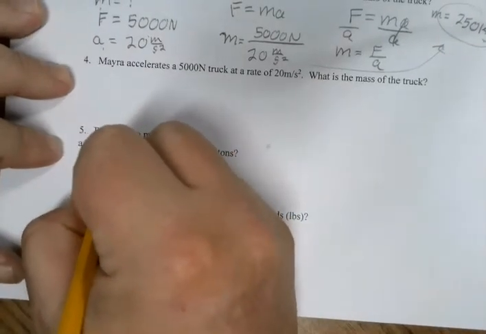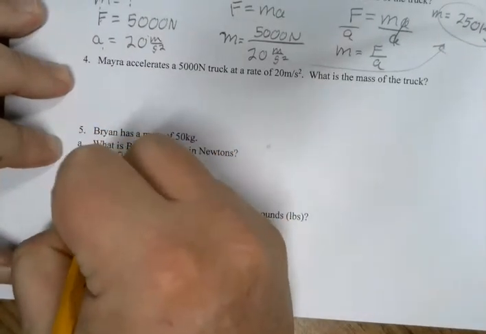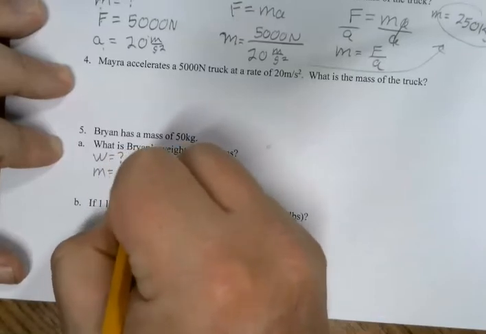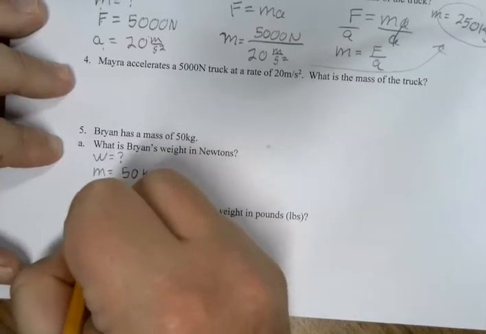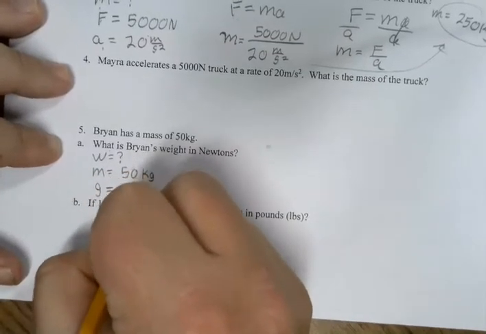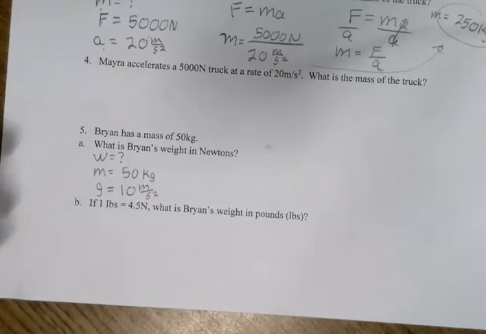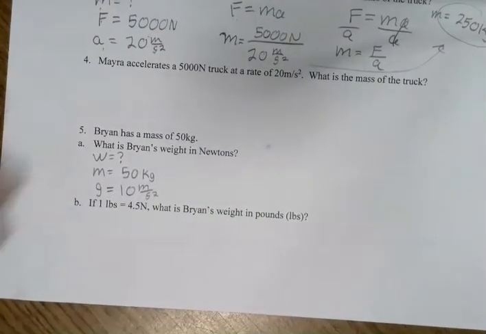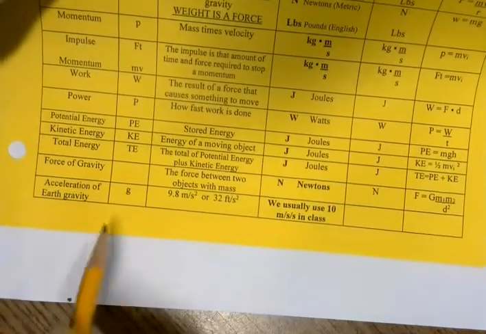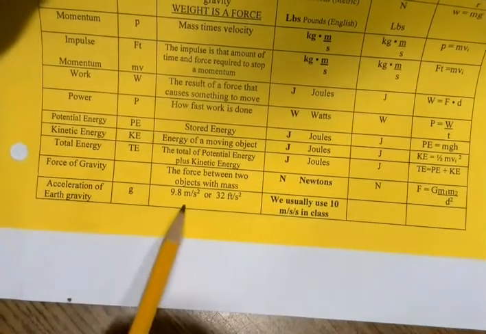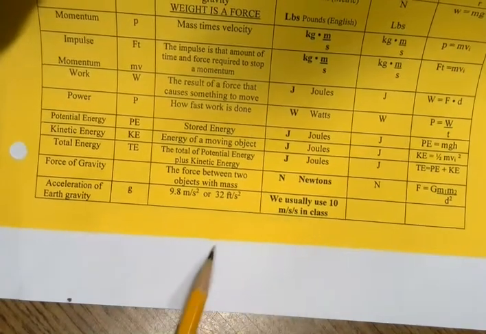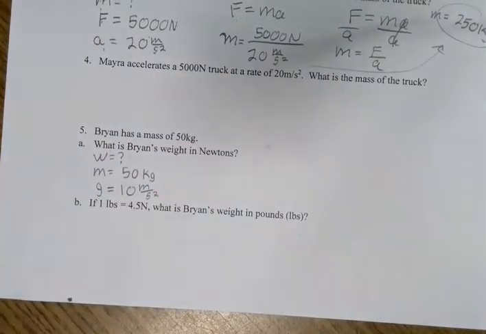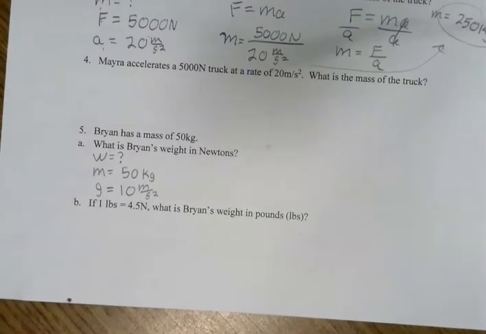W equals question mark. His mass is 50 kilograms. And since we're dealing with weight, rather than use A, we'll use G, and that equals 10 meters per second squared. That's gravitational acceleration. We've used this number in class before. If you didn't know that or remembered, it's down here at the bottom of the page. G equals that, and as it says here, we usually use 10 meters per second squared in class. When we do a lab or a project, we try to use the accurate figure of 9.8, but for this, we'll just use 10.